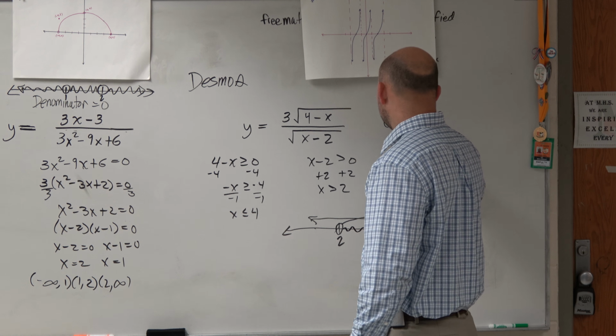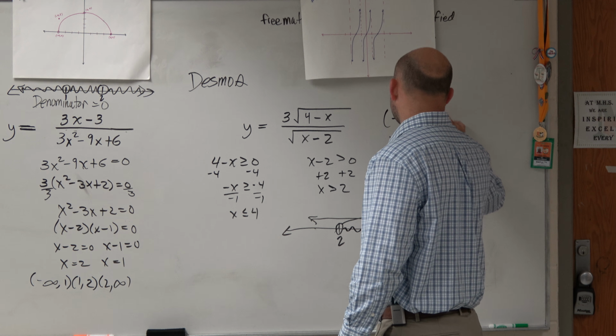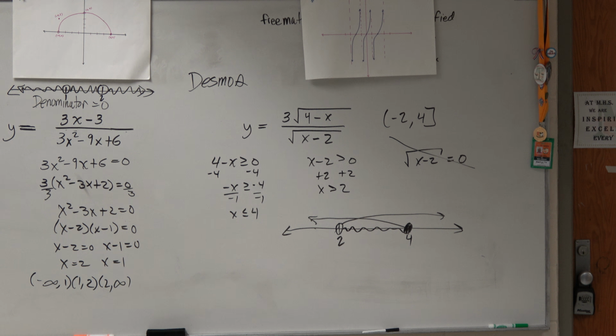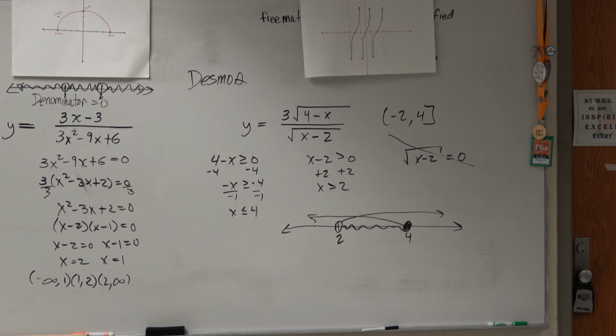So my domain would be 2 to 4, one with the parenthesis, one with the bracket. And I apologize, I kind of overtalked my space real quick.